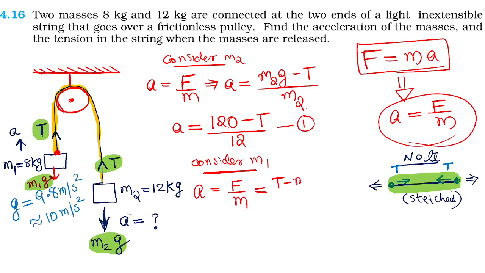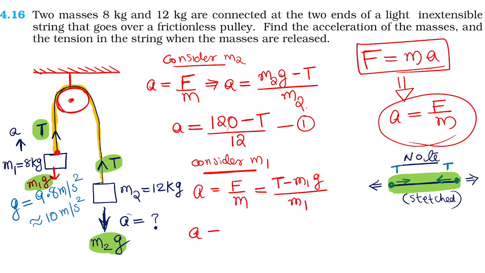T minus M1G. It is the net force experienced by M1. Net force divided by mass gives us the acceleration. Mass is 8 kilogram, right? Mass of this body is 8. M1.